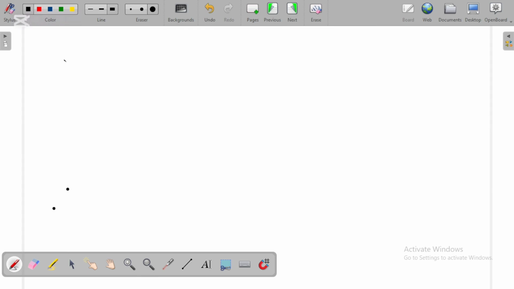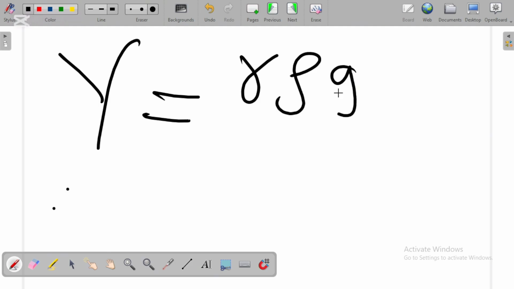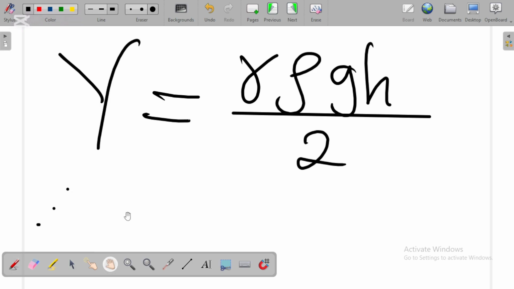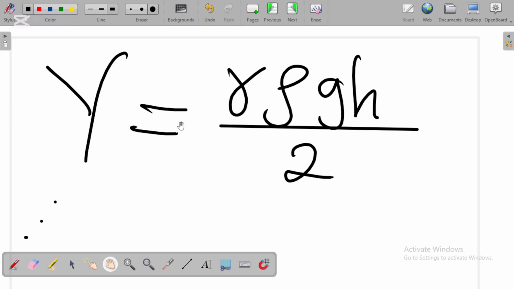Now don't forget that the formula for surface tension is equal to R rho g h all over 2. This is the formula of surface tension when the angle of contact is not given. Take note of this. Now we need to find the value of R before we find the value of surface tension.